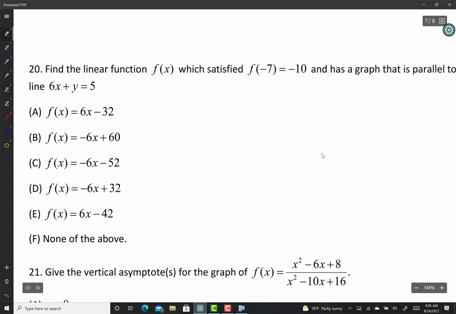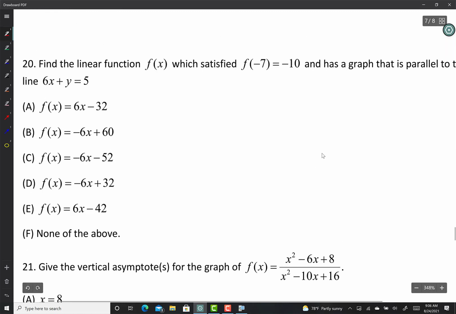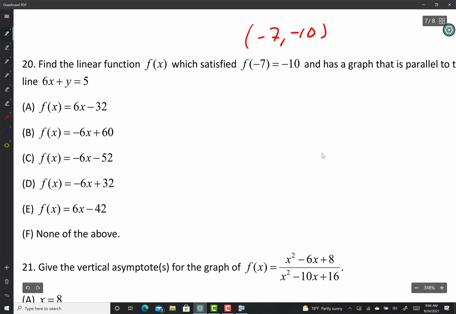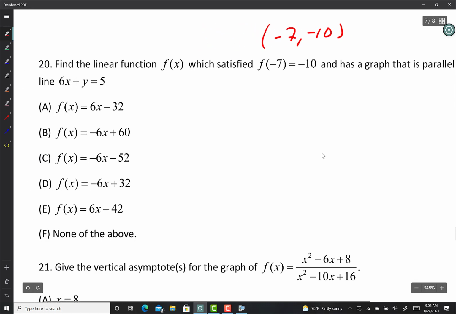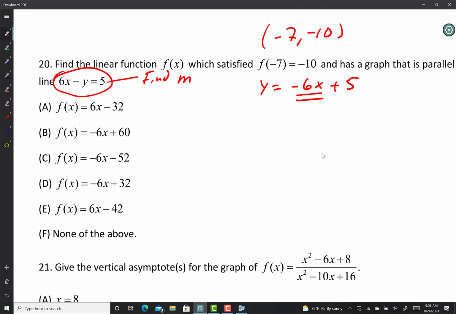All right, find the linear function f of x which satisfies: I have a coordinate, negative 7, comma, negative 10, and has a graph parallel to this line here. So first find this slope. Find m. So y equals negative 6x plus 5. We don't really care about that 5 there. That negative 6 is the one that we care about, guys.